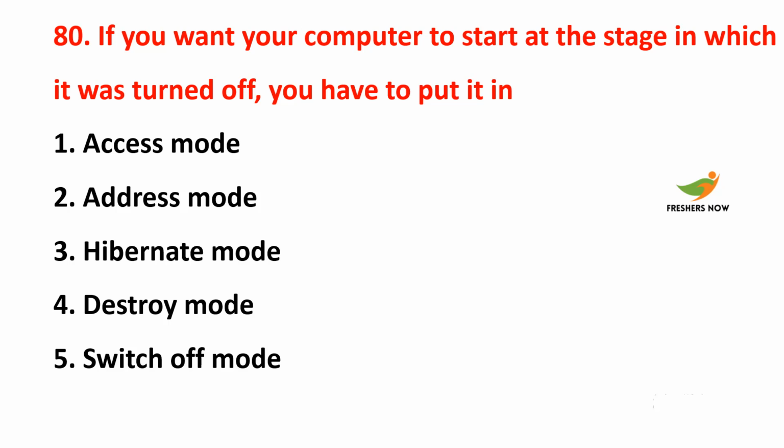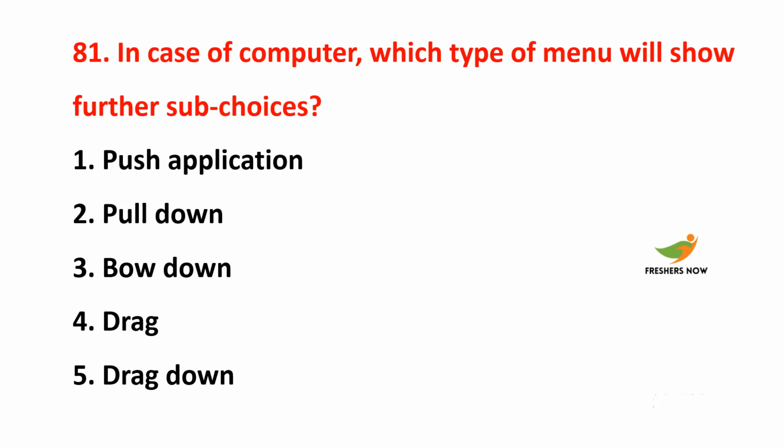80th question. If you want your computer to start at the stage in which it was turned off, you have to put it in, and the answer is option 3, hibernate mode. 81st question. In case of computer, which type of menu will show further sub choices? And the answer is option 2, pull down.